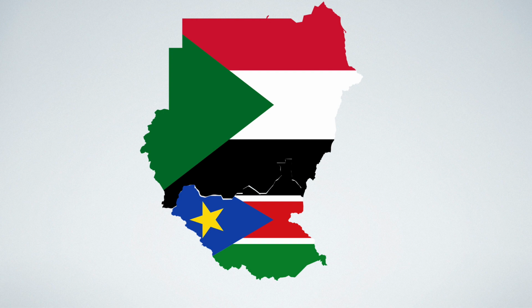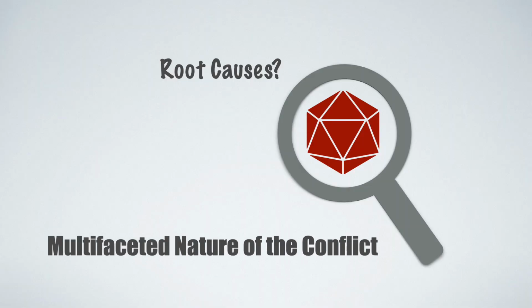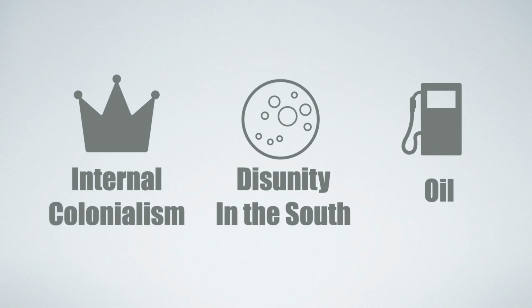Why were these wars so chaotic? How come independence ended up in another war in South Sudan? To find the answers, we should carefully look into the multifaceted nature of the conflict. Because of its complexity, people give up thorough examination and just accept a simplified notion that the wars were a confrontation between northern Muslims and southern Christians and animists. Let me explain the root causes of these wars with three keywords: internal colonialism, disunity in the south, and oil.